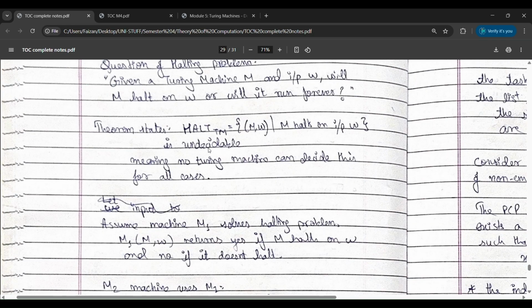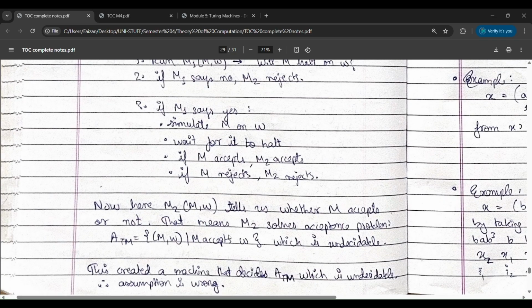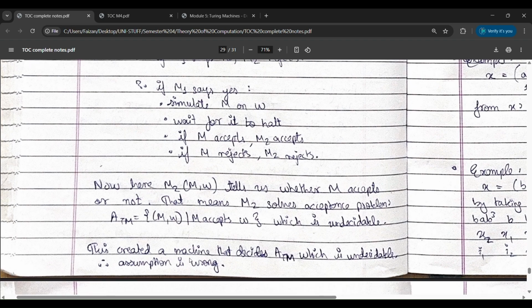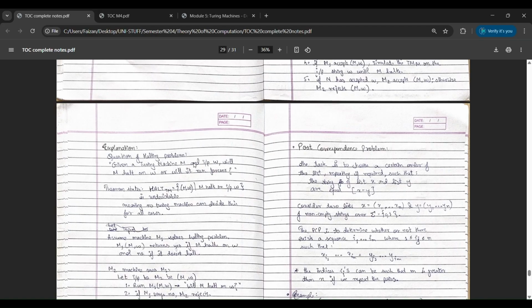So what does that mean? M2 is deciding it. We said it's undecidable, but M2 is deciding it. But that's not possible. ATM, this is another theorem, for the machine M and string W: M accepts W is undecidable. This creates a machine that decides ATM, which is undecidable. So that's the whole point over here. The machine is deciding the outcome which is undecidable, hence the contradiction, so the assumption is wrong.